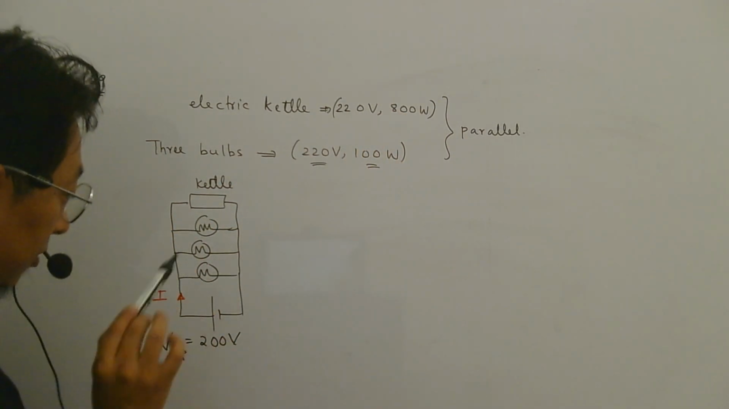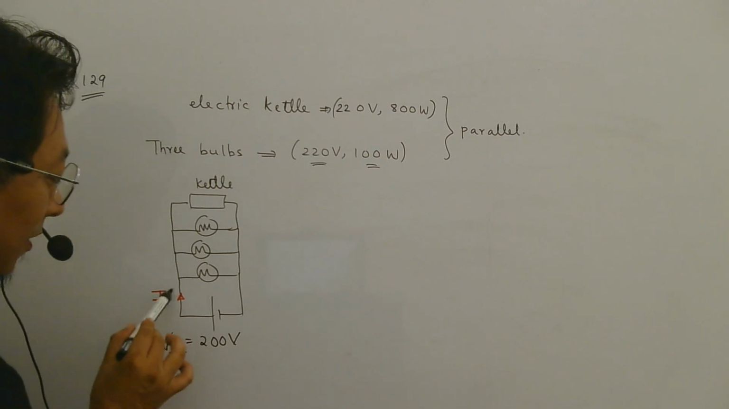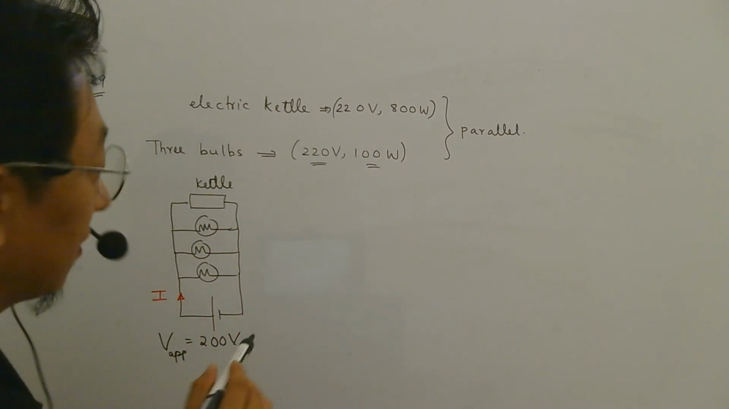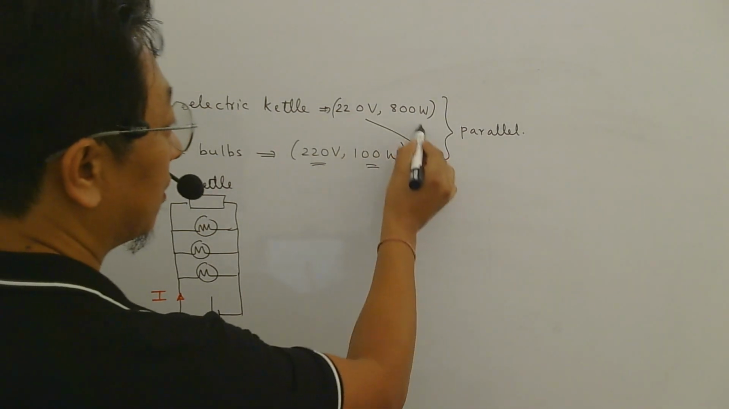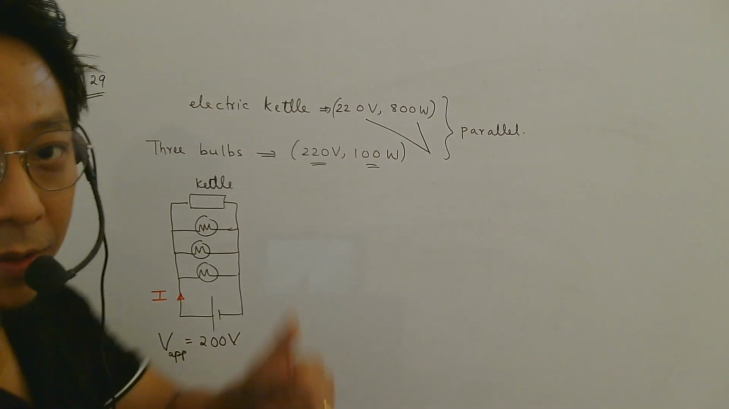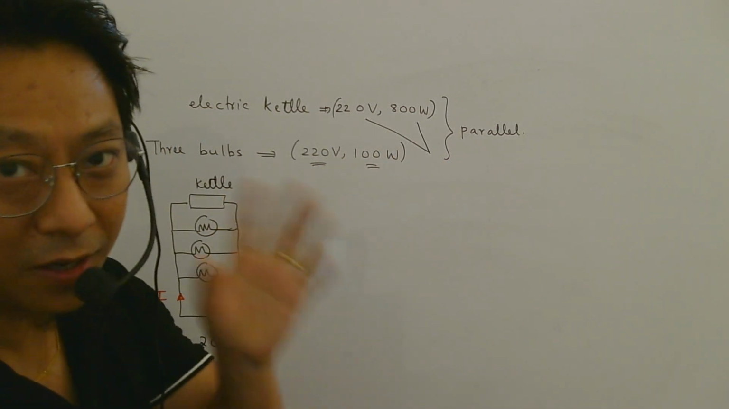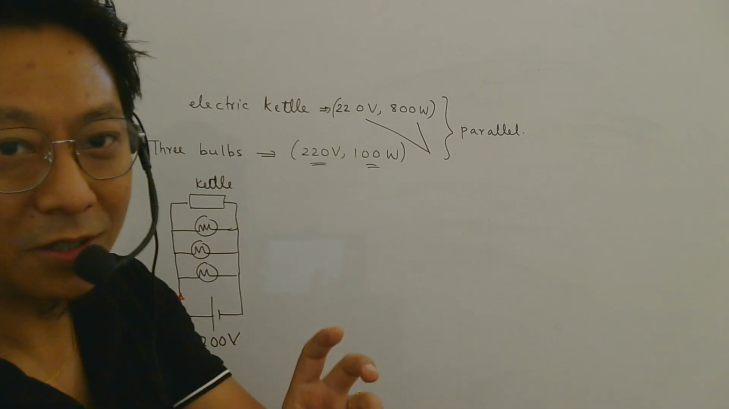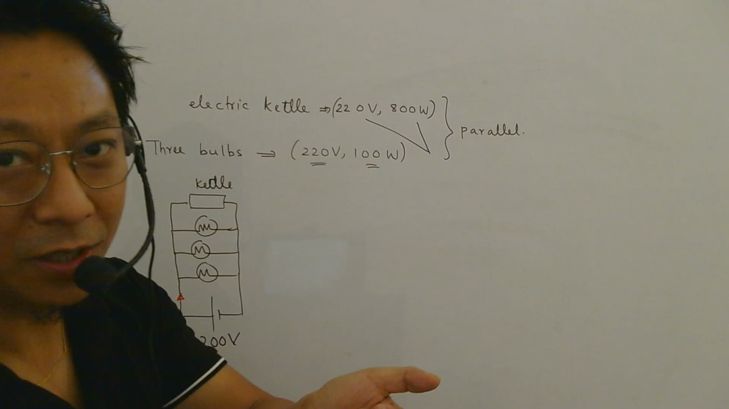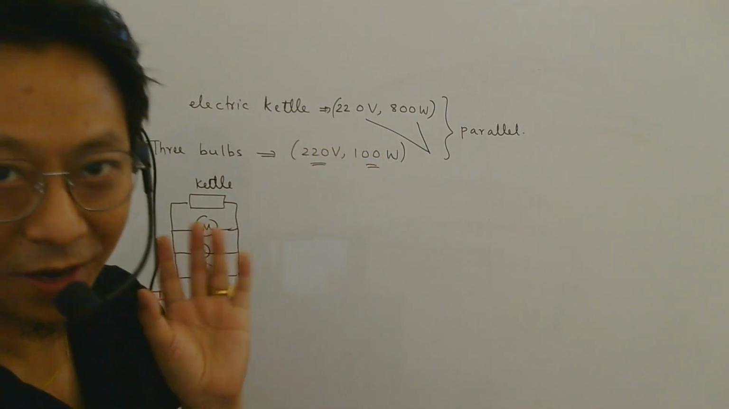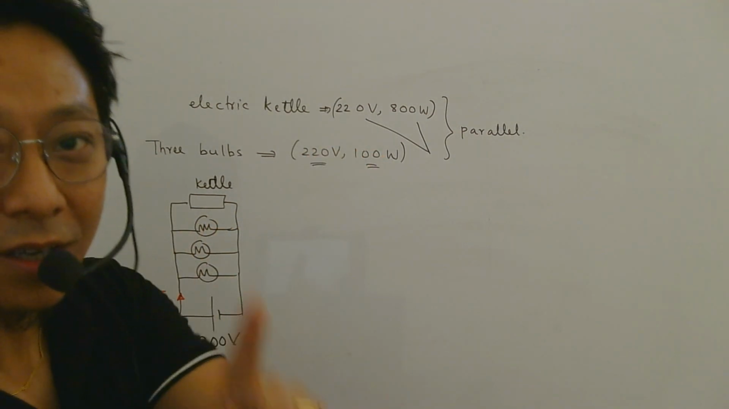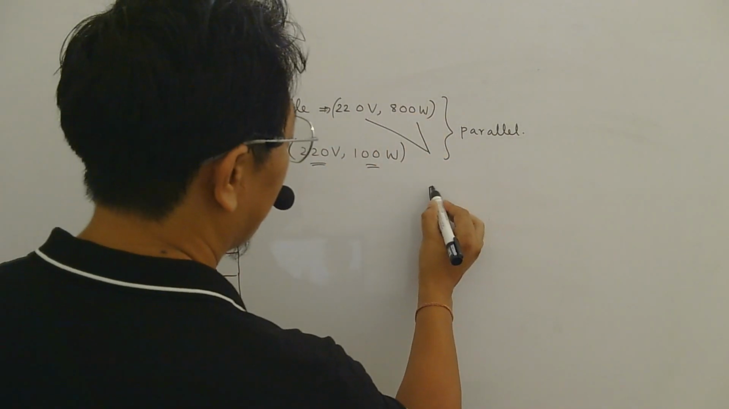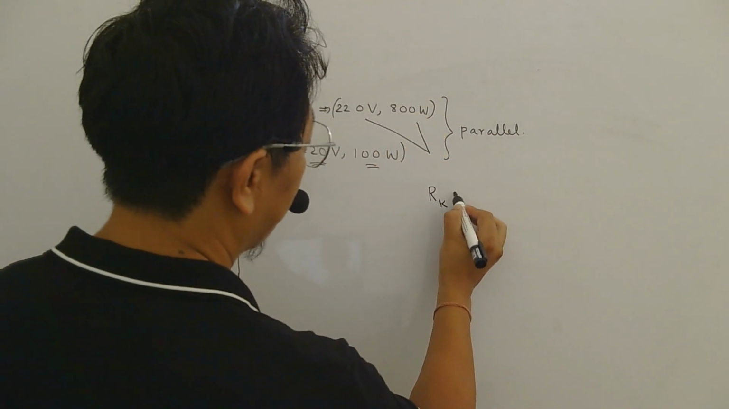Now here in this question, we have to just find current here. So what we will do, we will find resistance of each one of them from the rating, because resistance depends only on the material, length and area of cross section if it is a cylindrical wire. So resistance has nothing to do with applied voltage or power consumed, right? Resistance is fixed for a given wire. So what is resistance of the kettle here? R kettle.